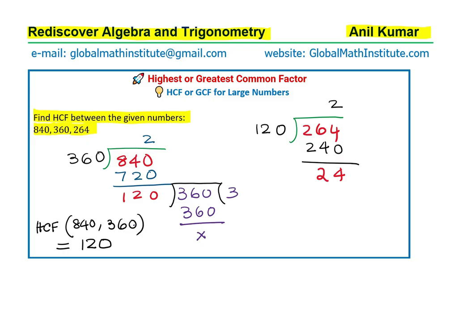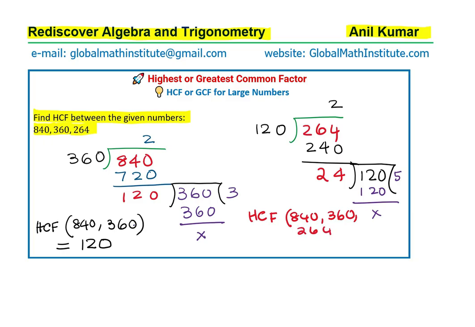So we'll divide 120 by 24. Now 120 divided by 24 goes evenly 5 times, correct? So you get 0 remainder. Now we find that 24 is the HCF between the previous two and the new number. And therefore, we can write down that the HCF of all three numbers, which are 840, 360, and 264, is equal to 24. Do you see that?